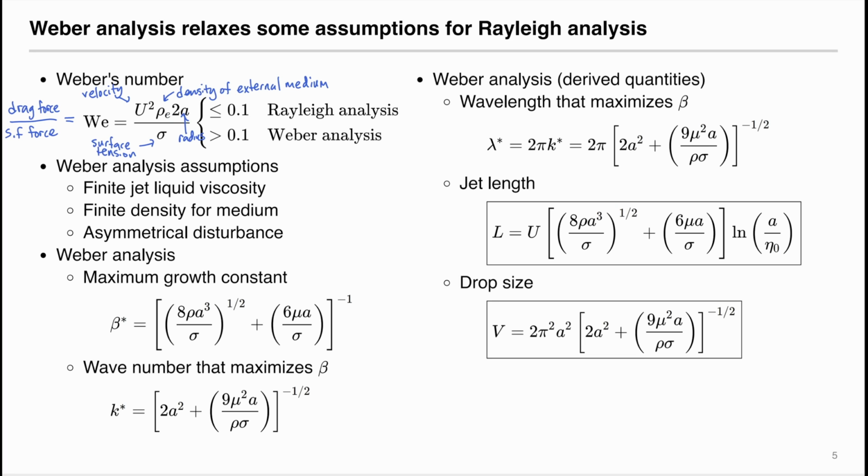The Weber analysis relaxes the assumptions by using finite jet liquid viscosity and finite density for the medium, and it also assumes an asymmetrical disturbance instead of an axisymmetrical one. Weber defined a set of maximum growth constants using this term, and then calculated the wave number that maximizes beta to get beta star using k star. Substituting these into the general form, we can derive the Weber analysis wavelength and substitute the wavelength into the jet length and the drop size that can be predicted by experiments.